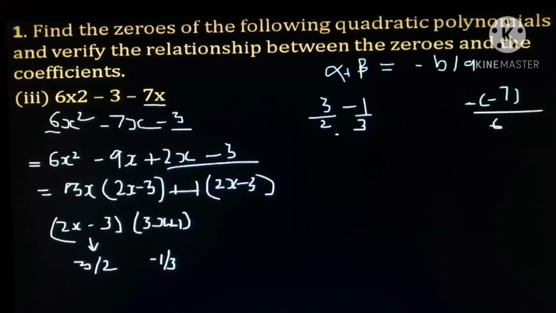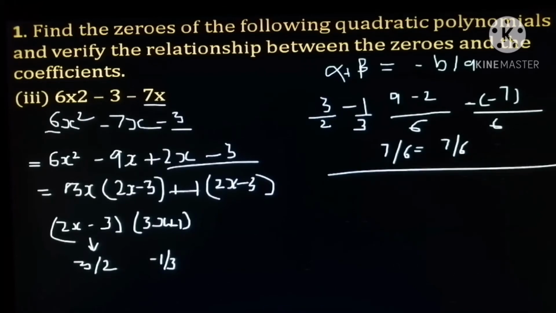Here we will take the LCM. 2 and 3 have an LCM of 6. 2 3s are 6, so you will have 3 into 3, that is 9, and 3 2s are 6, so you will multiply 2 in the numerator. So 2 into 1 is 2, so 9 minus 2 by 6. 9 minus 2 is 7 by 6, and here also minus into minus will give you a plus, so you would be left with 7 by 6. Verified the first relation.